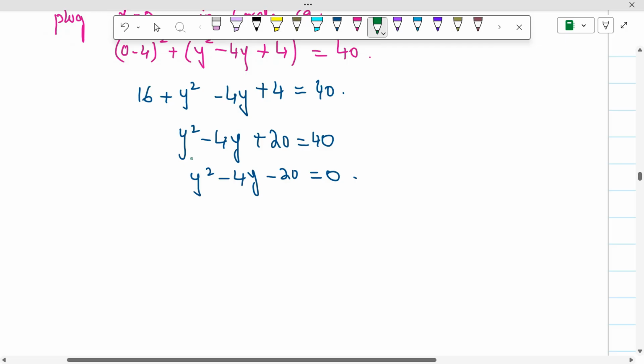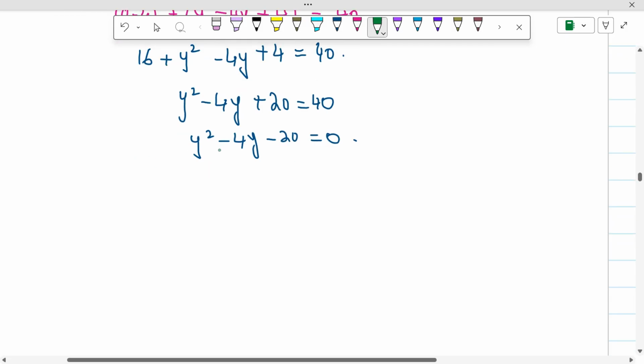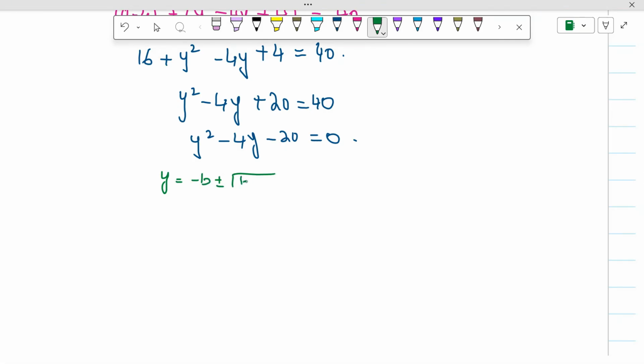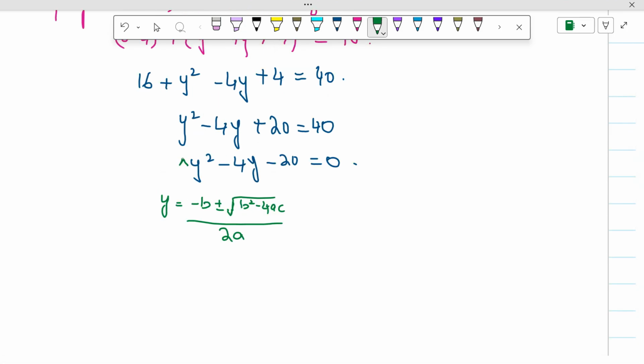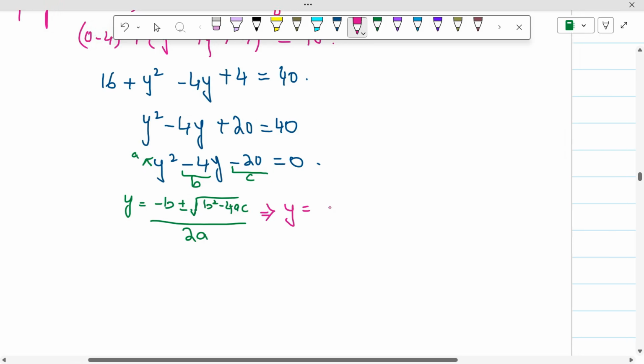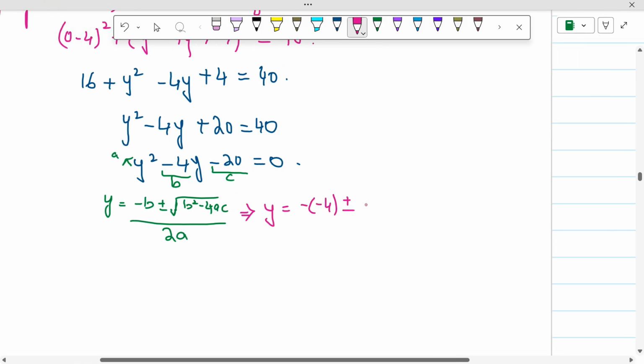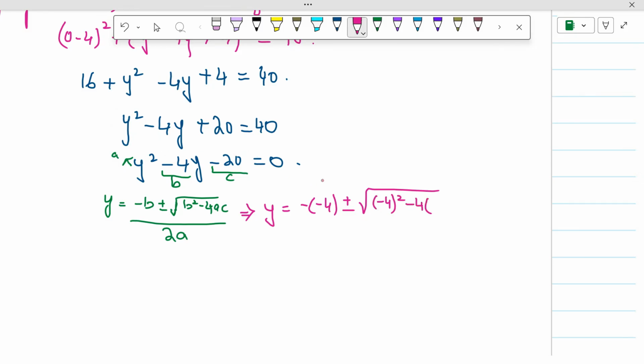This is a quadratic equation and cannot be solved by factorization. So we need to apply the quadratic formula. y equals negative b plus minus the square root of b square minus 4ac, over 2a. The coefficient of y square is a, this one is b, and this one is c. So y equals negative b, meaning minus times negative 4, plus minus the square root of negative 4 square minus 4 times a which is 1 times c which is negative 20, over 2 times a, meaning 2 times 1.